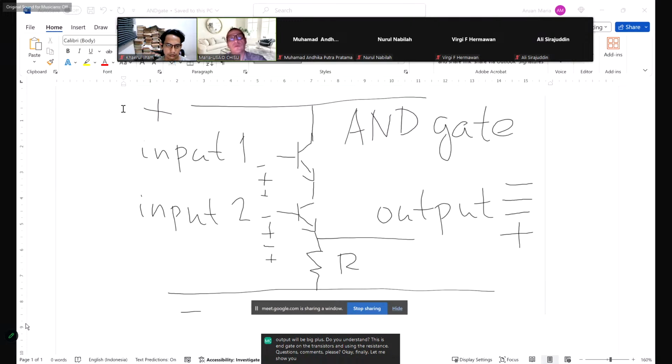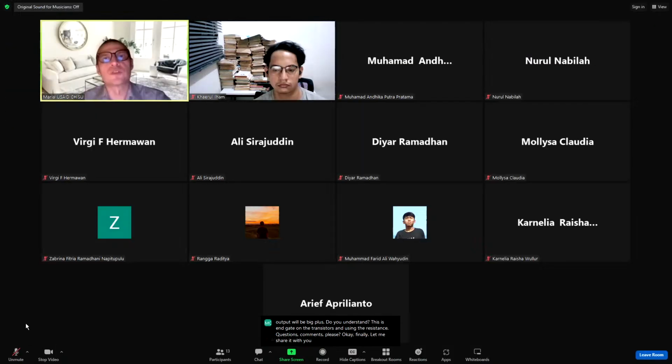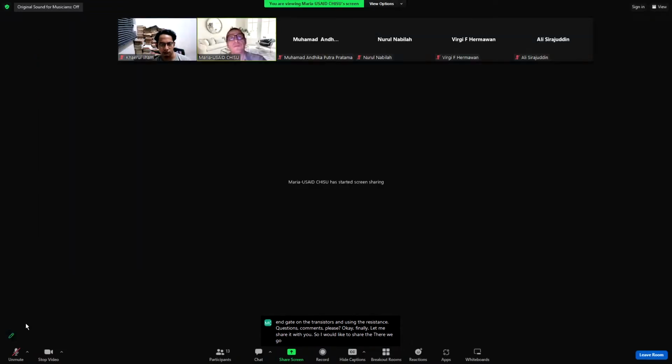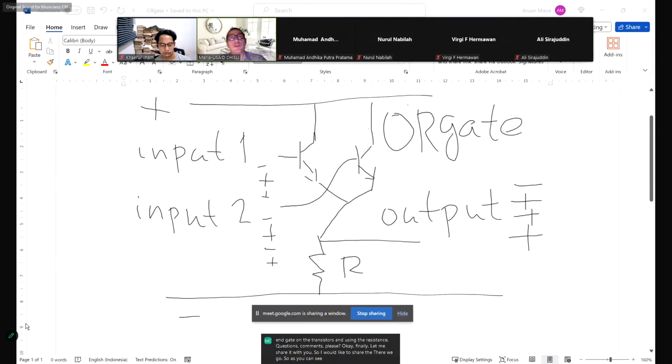Let me share it with you. So I will try to share the OR gate. There we go. So as you can see here, the transistors are in parallel.